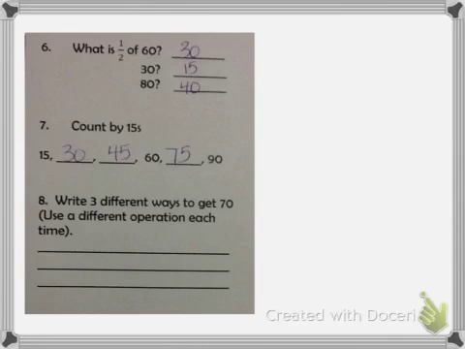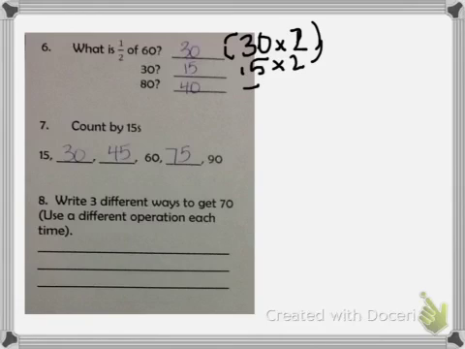Number 6, what's half of 60? Half of 60 is 30, and I know that because when I go to check it, 30 times 2, 2 halves gives us back to the whole. That ends up being 60. Half of 30 is 15. 15 times 2 is 30. And half of 80 is 40. 40 times 2 gets us back to 80.